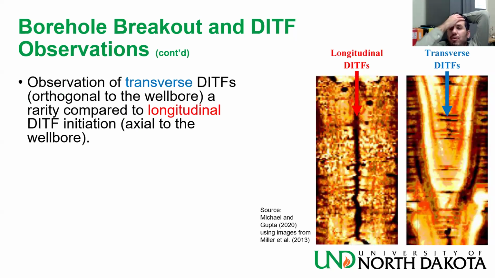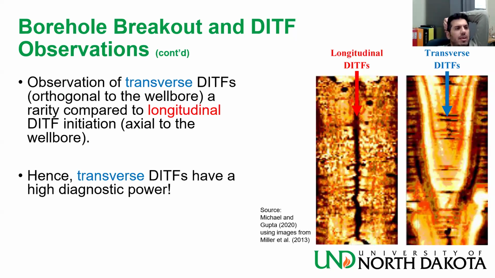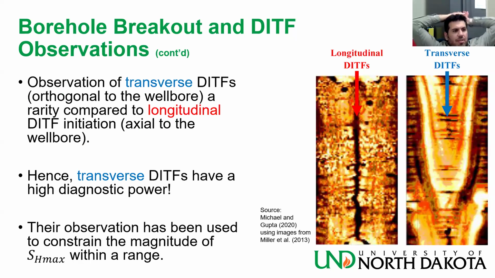Now, transverse ones are more rare. That means they are more powerful diagnostically speaking, as I mentioned earlier. And their observation has been used to constrain the magnitude of SH max within certain ranges. And that's what you're going to do in the homework.